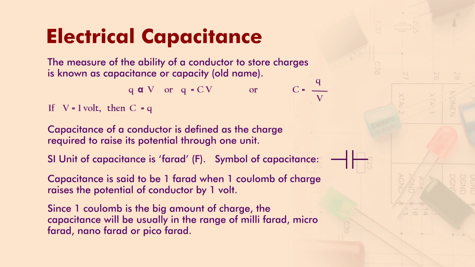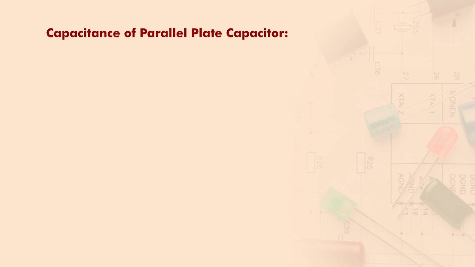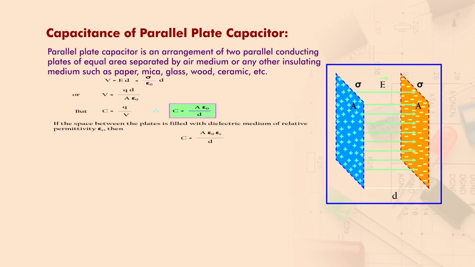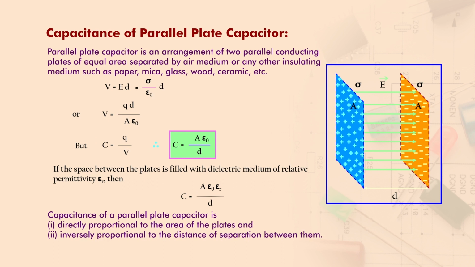C equals Q by V. Here Q is the electric charge, C is the capacitance and V is the voltage. Capacitance is measured in farads. Capacitance of a parallel plate capacitor: the capacitance C of a parallel plate capacitor is determined by the geometry of the capacitor, specifically the area of the plates. The distance between them is represented as d. The capacitance is a measure of the capacitor's ability to store charge at a given voltage applied across the plates.